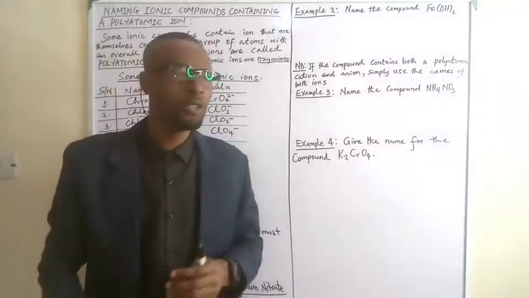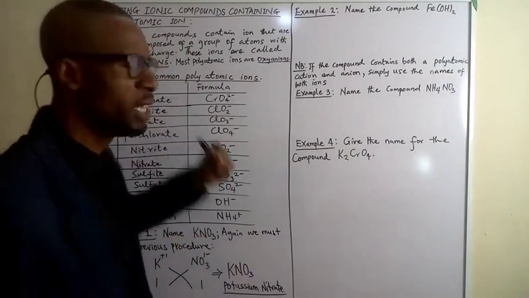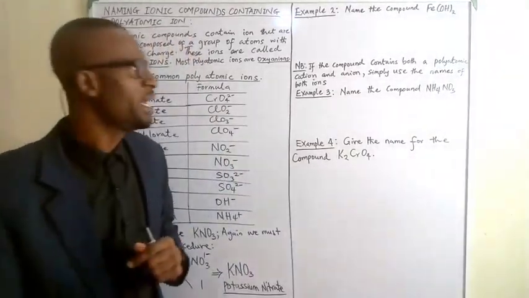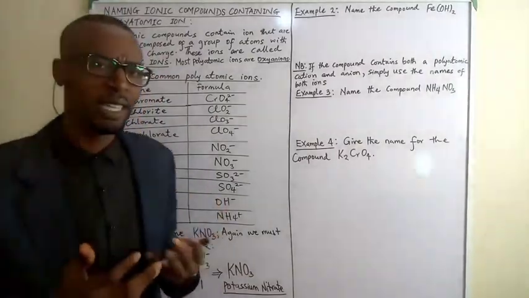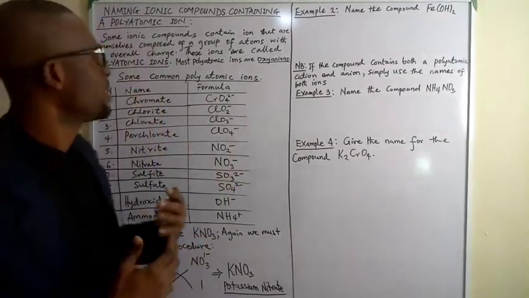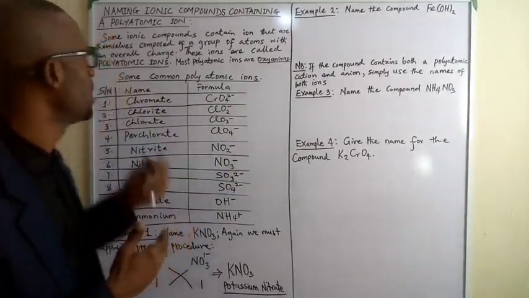Hello friends, today I'm going to talk to you about naming ionic compounds containing a polyatomic ion. It is important to know that some ionic compounds contain ions that are themselves made up of a group of atoms that has an overall charge.